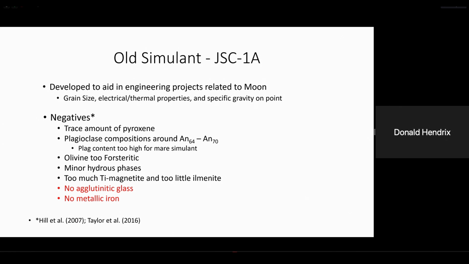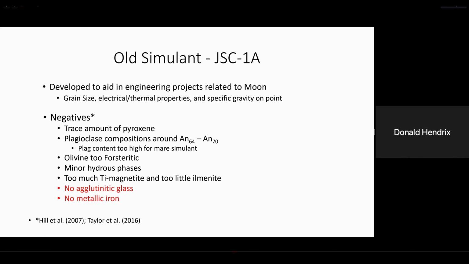So first we started using JSC1A because that's what we had readily available. JSC1A was originally meant to be a lunar mare simulant, and it was developed primarily to aid in engineering projects related to lunar exploration. Some physical properties like grain size and specific gravity are pretty much on point with what you observe in the lunar dust. There are, however, a lot of downsides to using JSC1A.